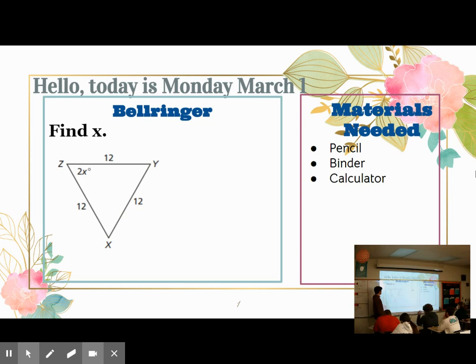Alright, so I wasn't here Friday to learn this, but it seems to me, since all the sides are the same, that all the angles are going to be the same too. So there's 3 angles, so you do 3 times 2x, you get 6x. And then there's 180 degrees in a triangle, so do 180 equals 6x divided by 6, and x equals 30.